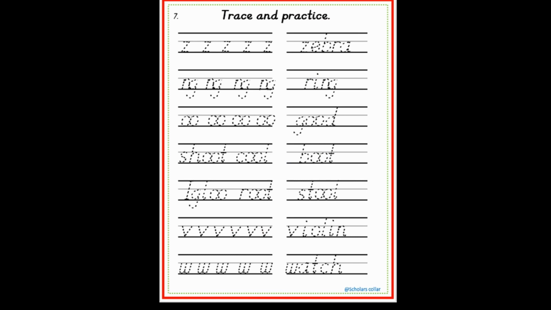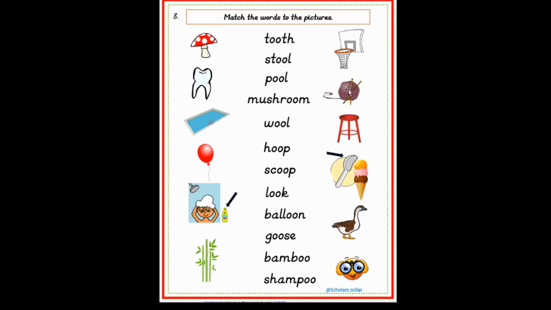Next is letter formation. Here we are practicing all that we have learned. Z, oo. Then we have some words that you're going to write, then v and w. Then next we are going to match the words to the pictures.